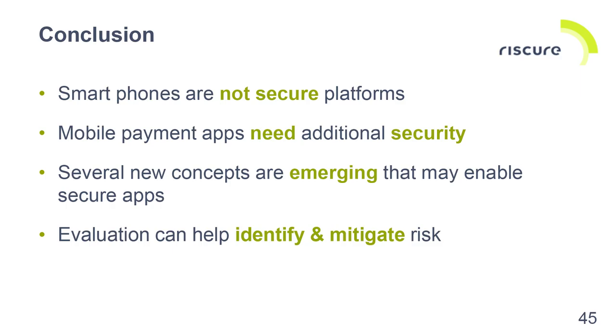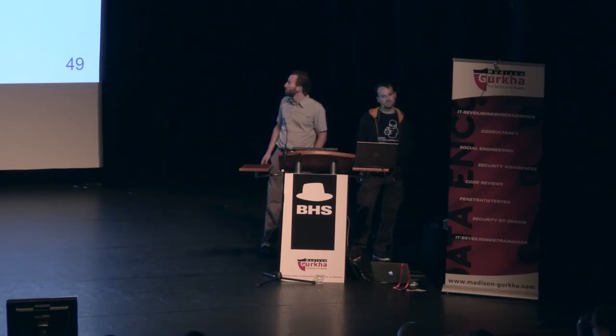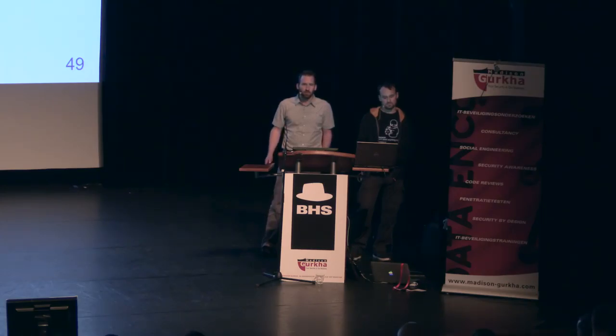So our first conclusion is smartphones are not secure platforms. You should not expect them to be secure. If you're going to try to do something that needs a secure platform, we really recommend that you do it in the backend and only use the phone as an untrusted interface to that backend, and not try to put security features on the phone itself, because that's bound to fail. So mobile payment apps need additional security. Like we already pointed out, everything that you're doing on the mobile phone itself is liable to be hacked. It might take a day, it might take 2 days, it might take a month. It depends on who's attacking and what they're interested in, but if it's interesting enough, they're bound to get to it. So there are several new concepts that are emerging that may enable secure apps.